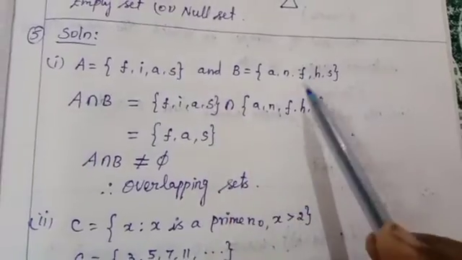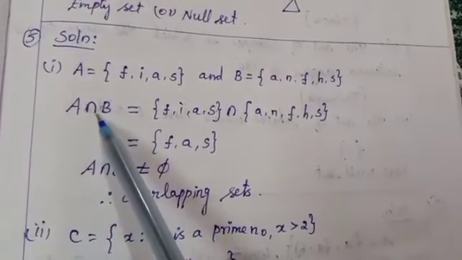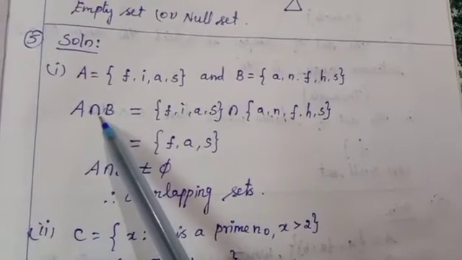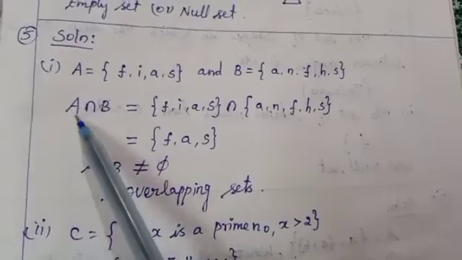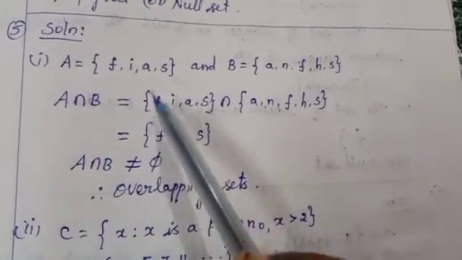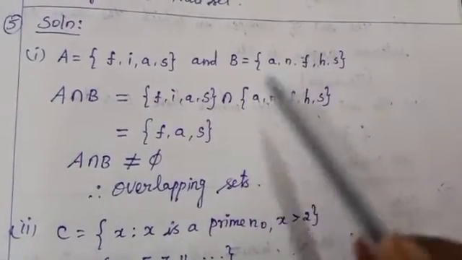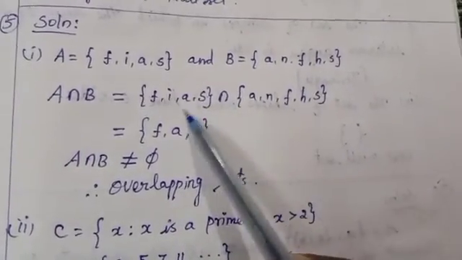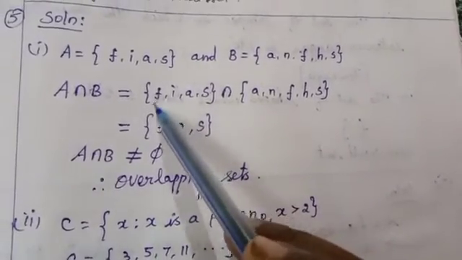We have to find the common elements. For common elements, we have to use this symbol. It is called intersection. A intersection B. How do you read this? A intersection B is equal to the set of all elements of set A intersection elements of set B. You have to count the common elements. So what are the common elements? F.